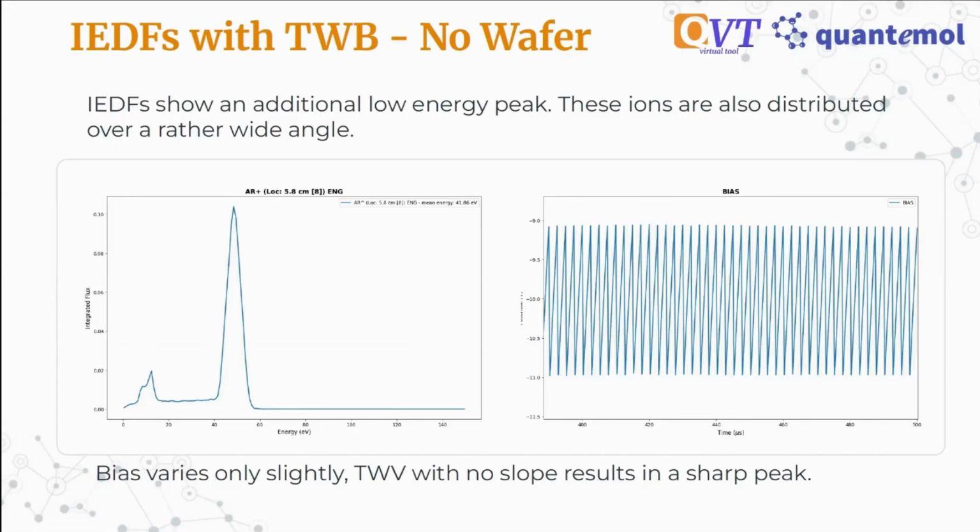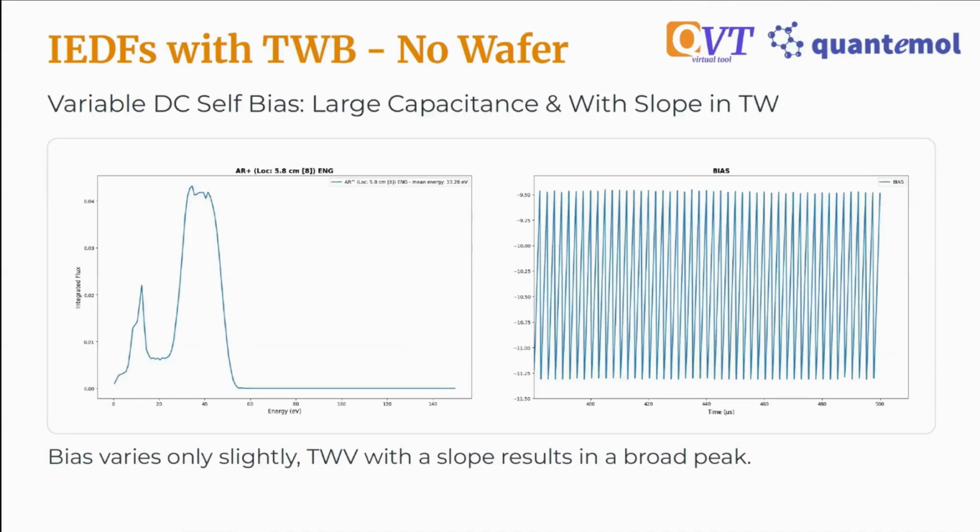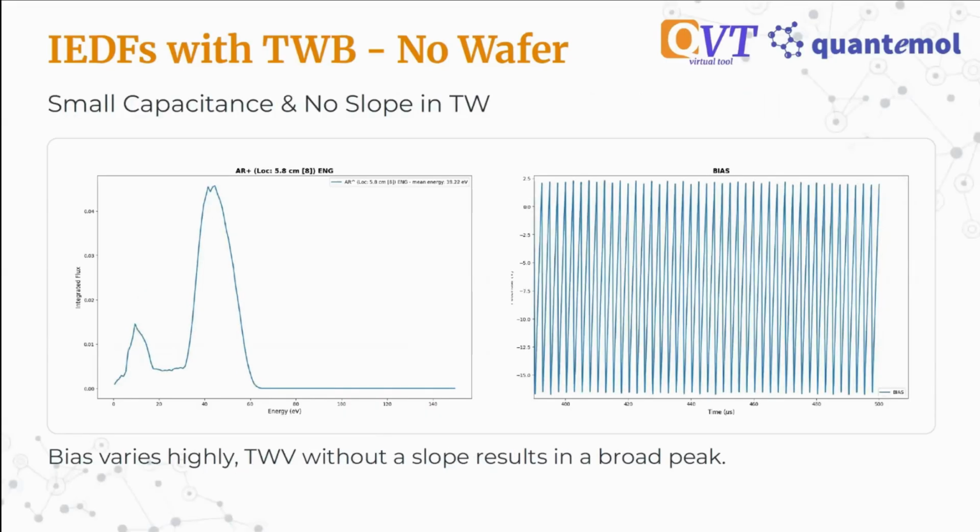If we do not have a slope, we actually get this more energetic ion peak because there is nothing to compensate. We have no wafer that is charging, and the DC self-bias also doesn't change a lot. If we now have the slope, the DC self-bias is basically the same, but while we have this correction slope, there is nothing to correct for, so we get this wider peak.